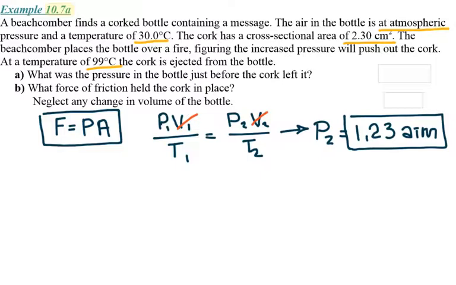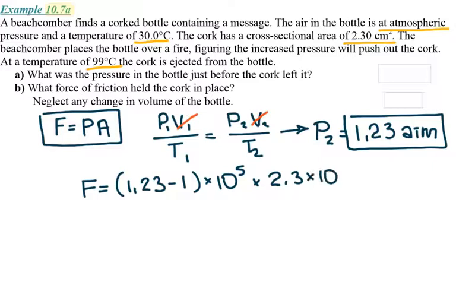And then if I know the pressure, I can find the force. The friction force is equal to the difference between the atmospheric pressure and the pressure inside of the bottle. So it's 1.23 minus 1 atmospheric pressure, so that's 10^5, times the area, and the area they give you is 2.3 × 10^-4. So the force is equal to 5.29 newtons.